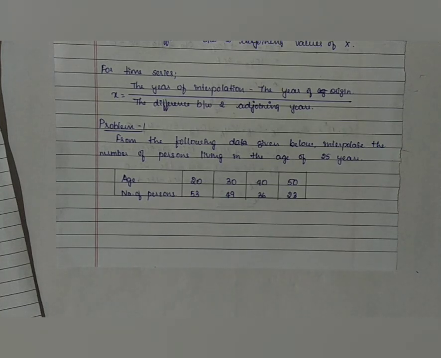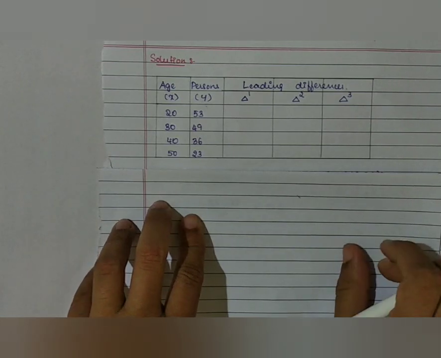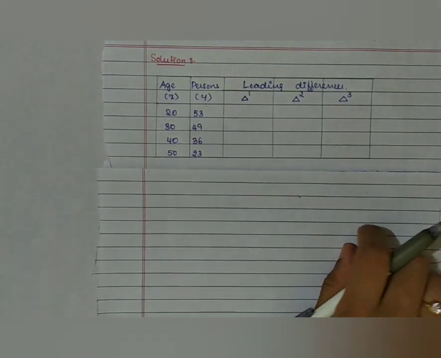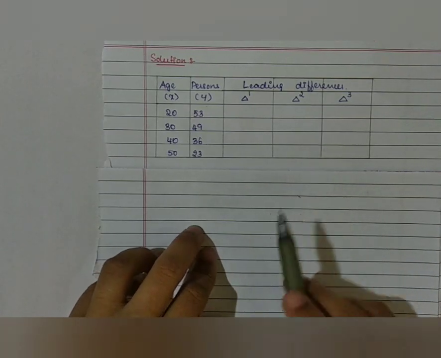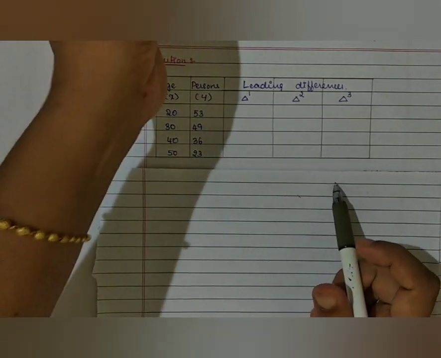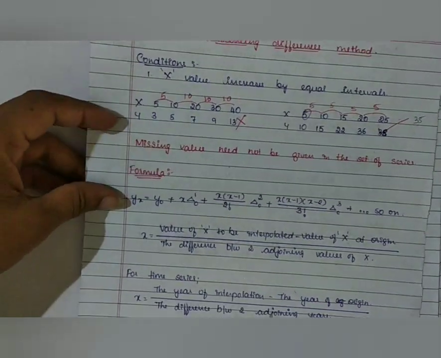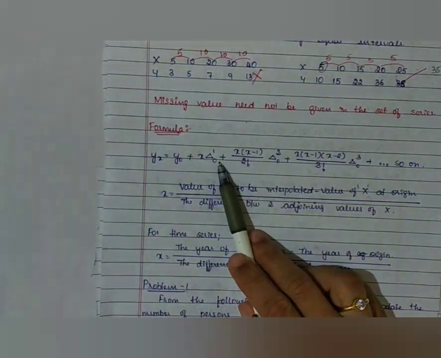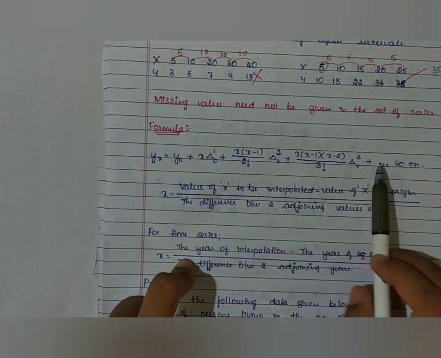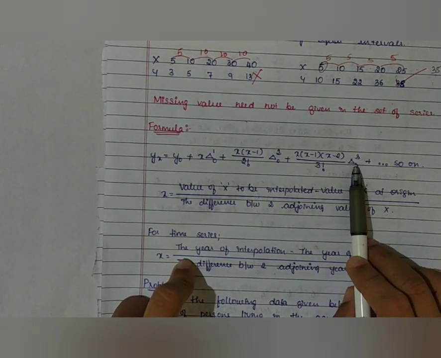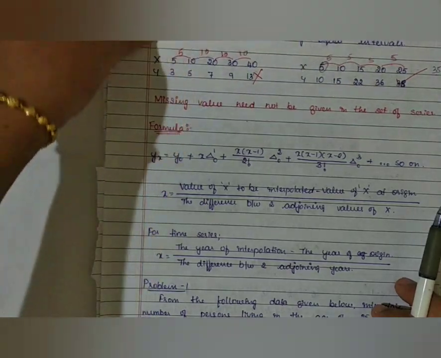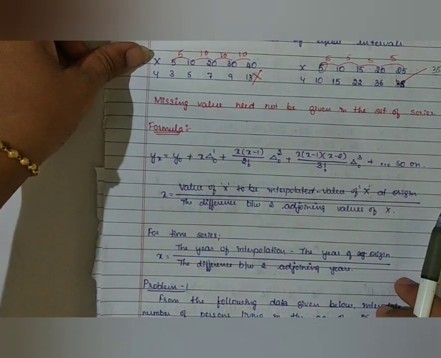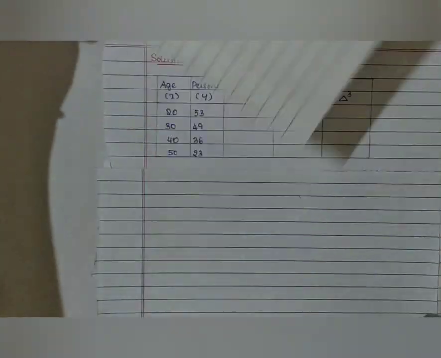So now let's see how to solve this problem. One interesting thing here is the leading differences, isn't it? In the formula we wanted the values of delta 1, delta 2, delta 3 and so on, isn't it? So how do we get these? You might have had that doubt. So here is the solution now. Let's see how to solve this.